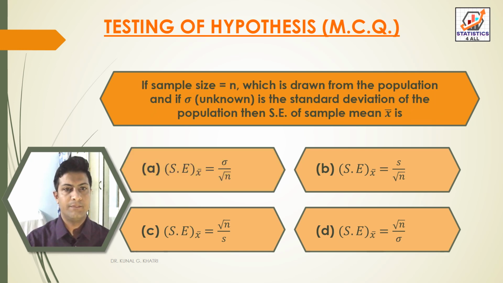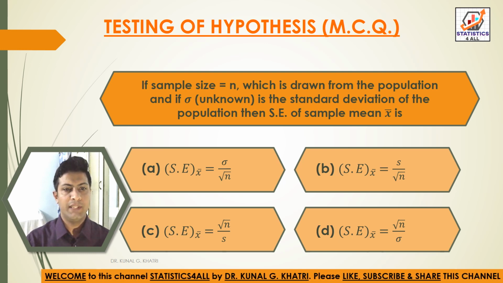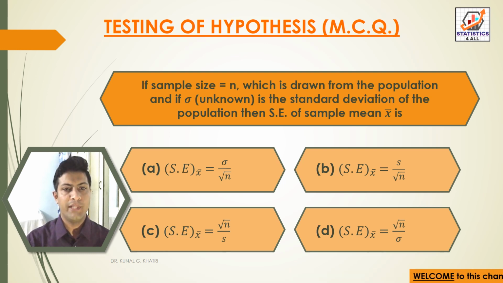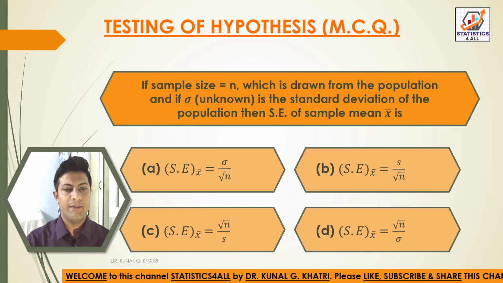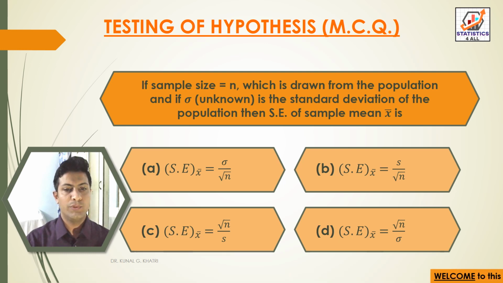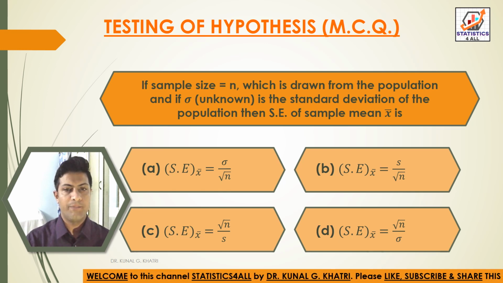Next question. If sample size is equal to n, which is drawn from the population, and if sigma, which is unknown, is the standard deviation of the population, then standard error of sample mean x bar is option A, standard error is equal to sigma upon root n, option B, standard error is equal to sample standard deviation, that is small s, divided by root n, option C, standard error is equal to root n upon small s, that is sample standard deviation. Option D, standard error is equal to root n upon sigma.